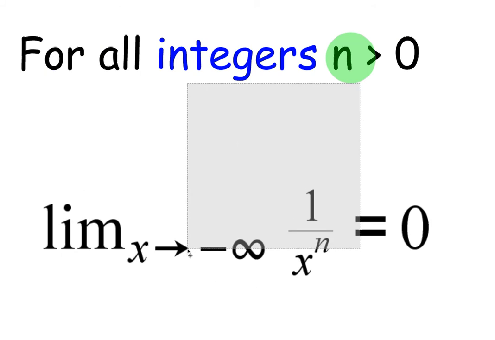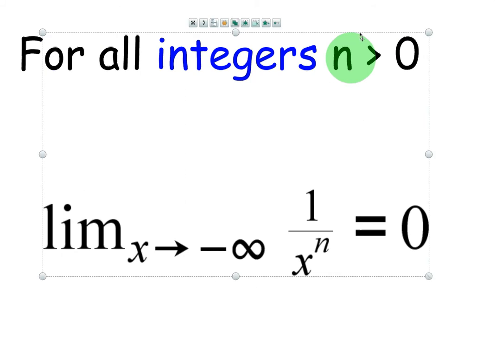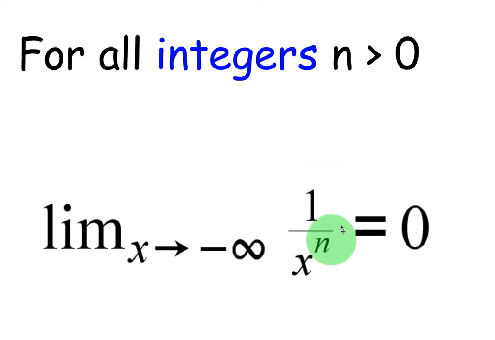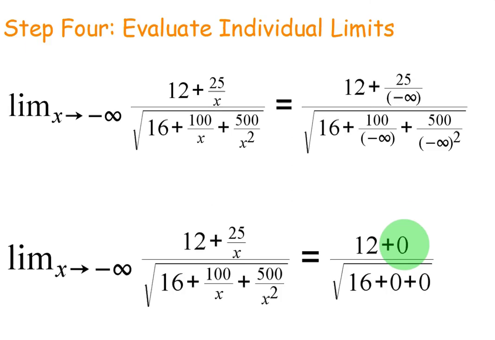This boils down to this rule right here, where n is equal to 1, so 1 over x to the first. Well, if I plug in negative infinity, this tells me that the limit is going to be equal to 0. And again, that number on top just simply won't matter, because it's going to be 25 times 1 over x to the first at negative infinity. So it's going to be 25 times 0, which is 0.